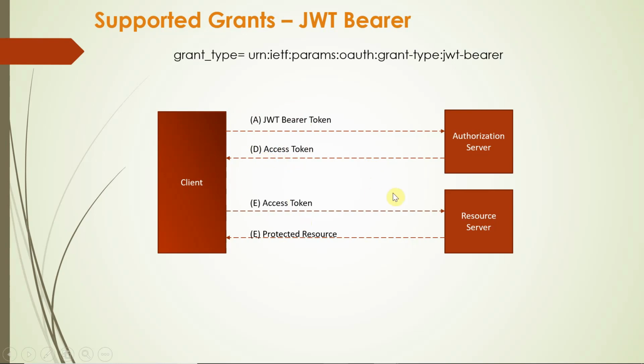Through that access token, the client can retrieve the protected resource from the resource server. Here, if you see, there is no resource owner involved, because there is no online authorization required. So these are all the three grant types supported. OAuth supports other grant types, like client credentials and other things, but AEM supports only these three for now.